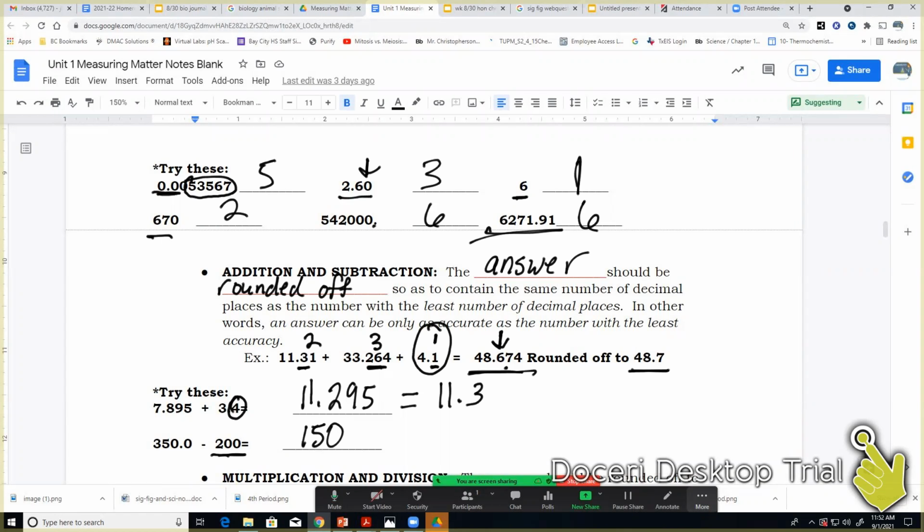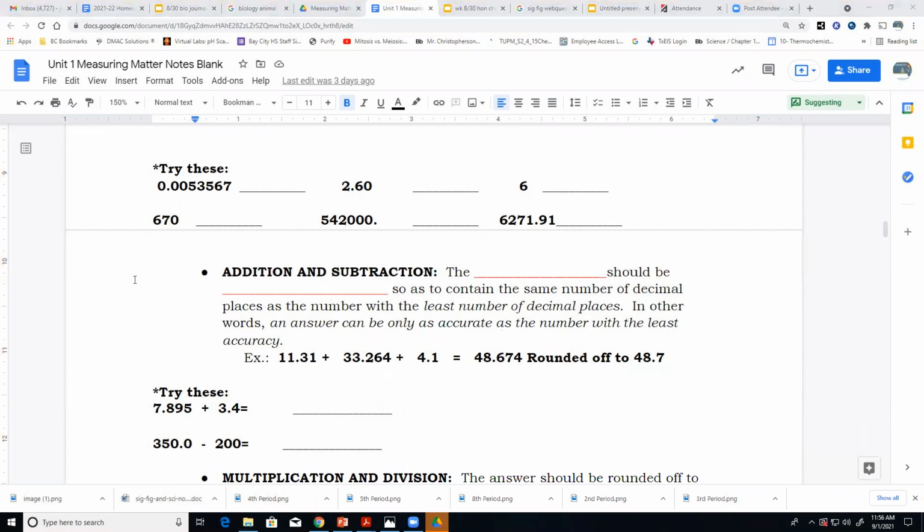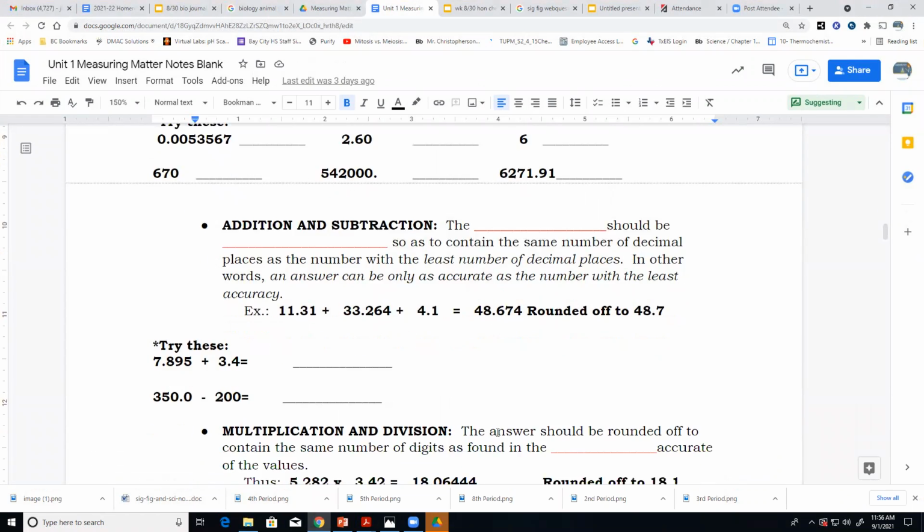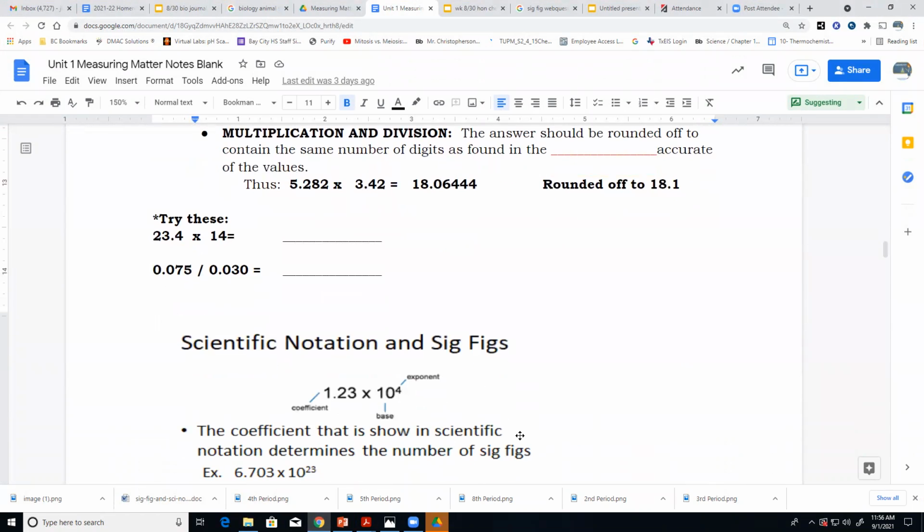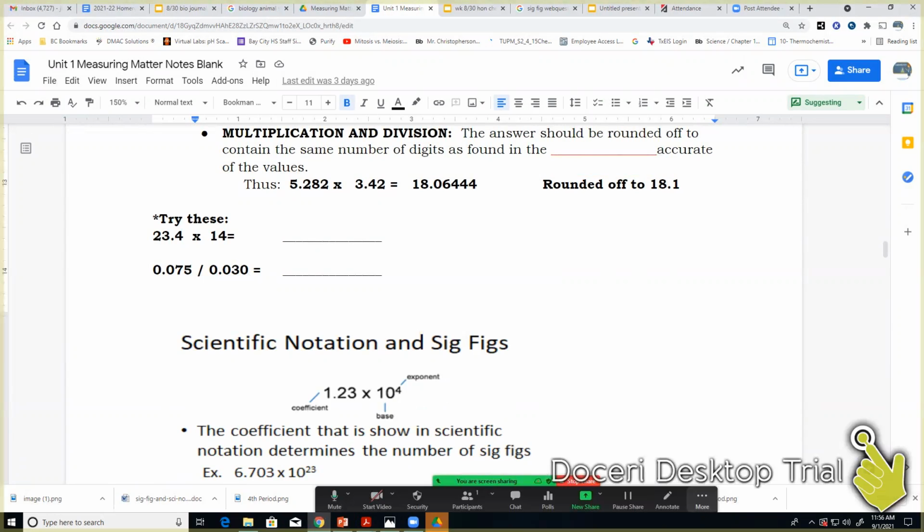So that's addition and subtraction. Now make yourself a line, because you have to get in your mind that when I go to multiplication and division, the rules change and I go back to counting significant figures. And it makes it a pain. And we do much more multiplication and division throughout the year.